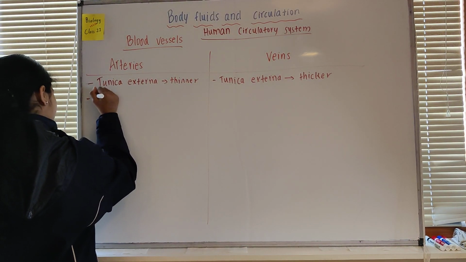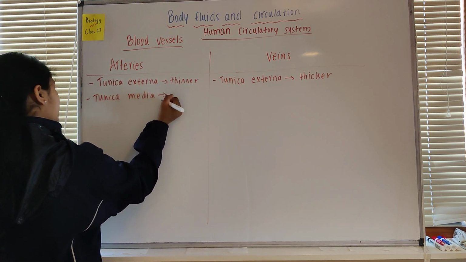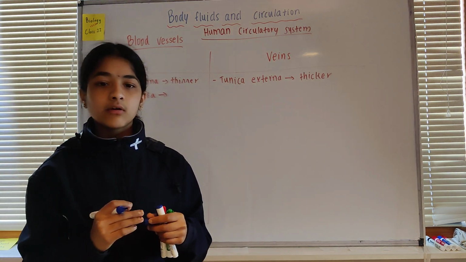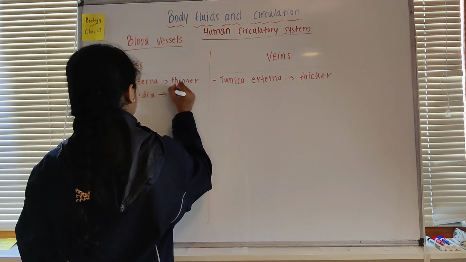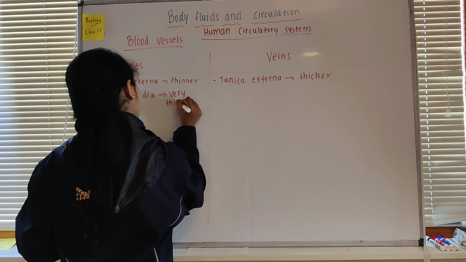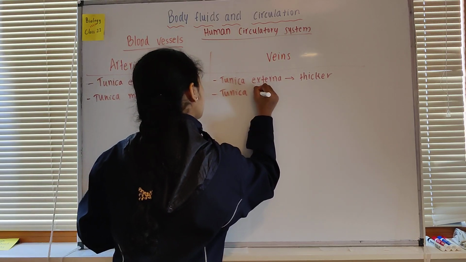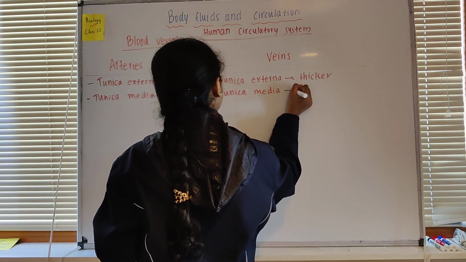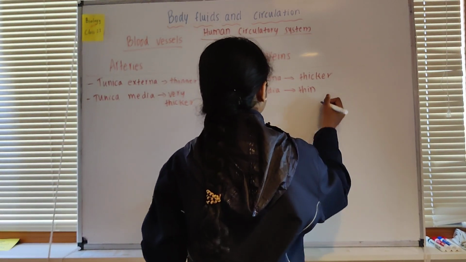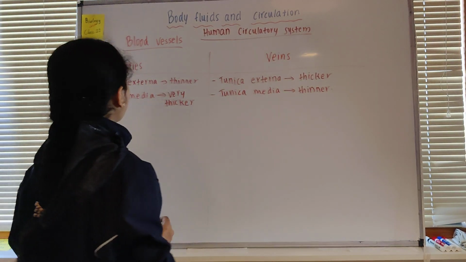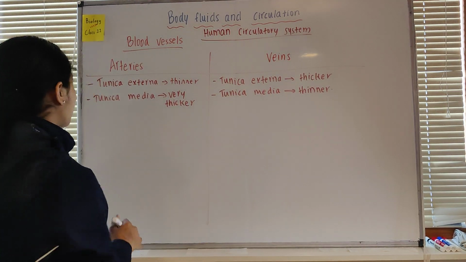Tunica media is the middle layer of the blood vessel. In arteries, tunica media is very thick. In veins, tunica media is thin. These are the differences in tunica externa and tunica media in arteries and veins.